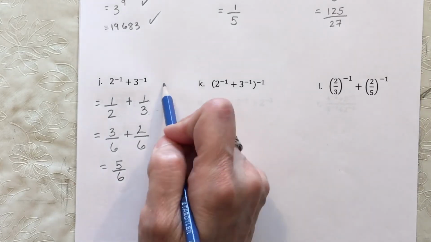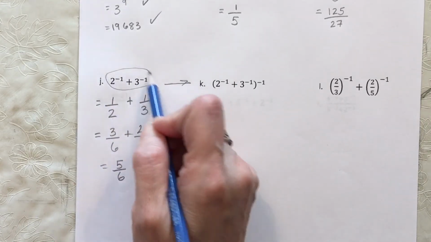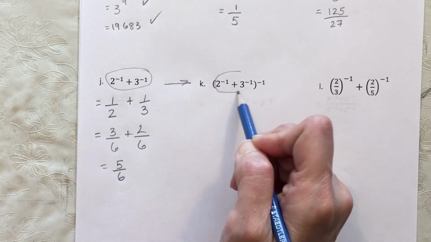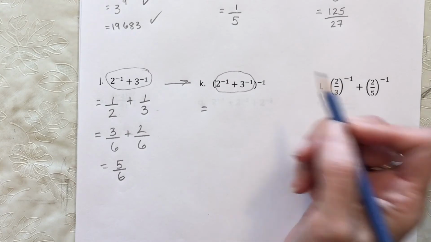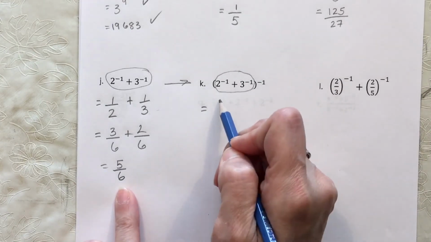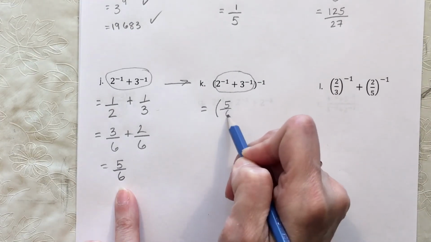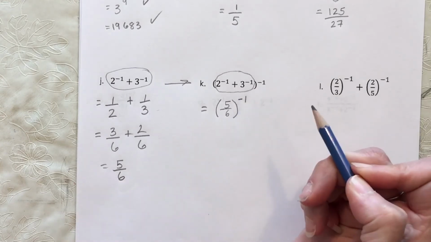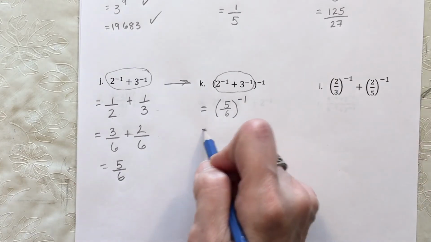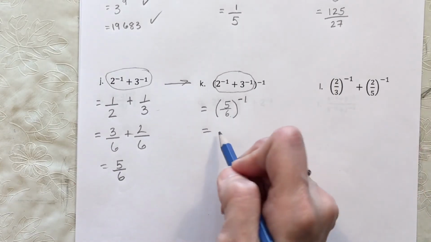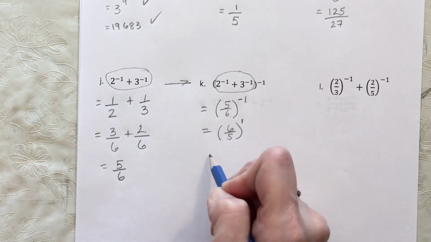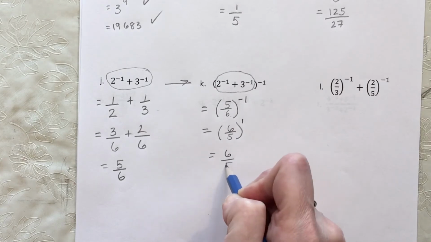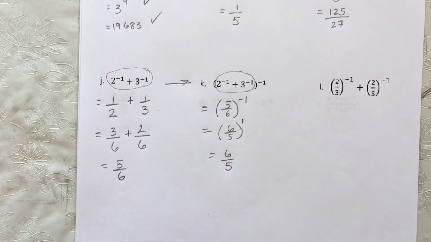Then you can see that these questions are related because we just found out what 2 to the negative 1 plus 3 to the negative 1 was, which was 5/6. So we could write this as 5/6 to the negative 1. And then we have a fraction to a negative exponent, and the rule is flip the fraction to the positive exponent, and the exponent of 1 just keeps it the same.